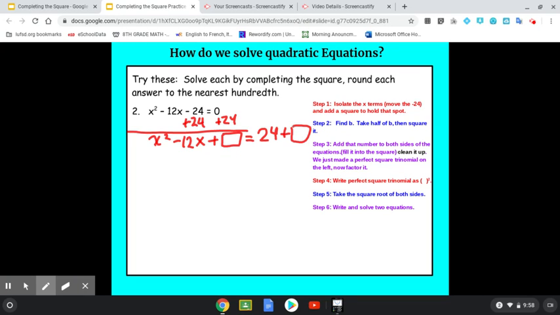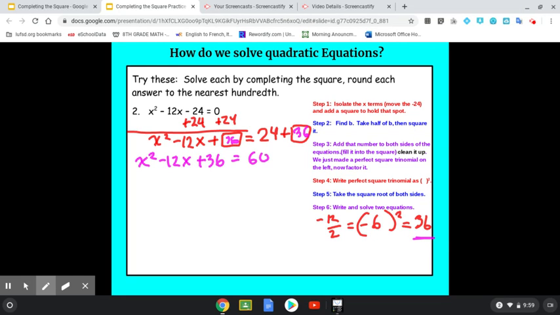And now step 2 says find b, take half of it and square it. So b is -12, halved is -6. Now again, that's our magic number for our factors. -6 squared is 36. So that's the number going in our square, the squared number, 36. Now we're going to clean it up. So I get x squared minus 12x plus 36 equals 24 plus 36 is 60.